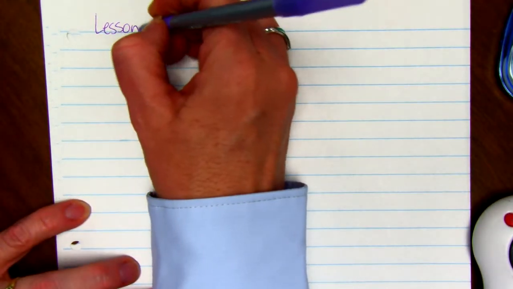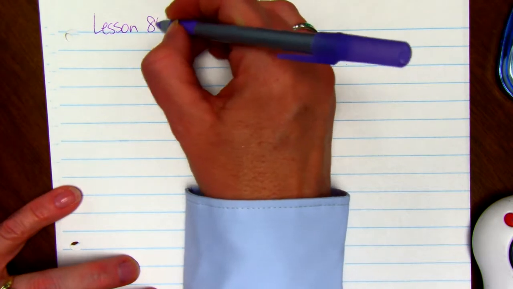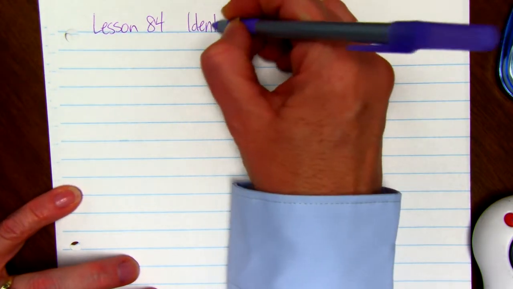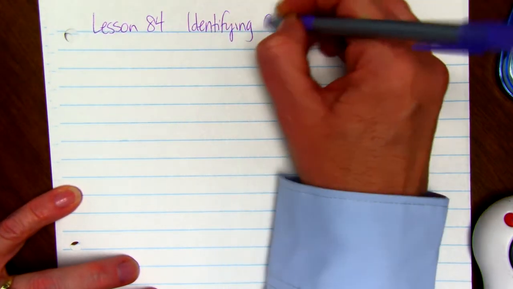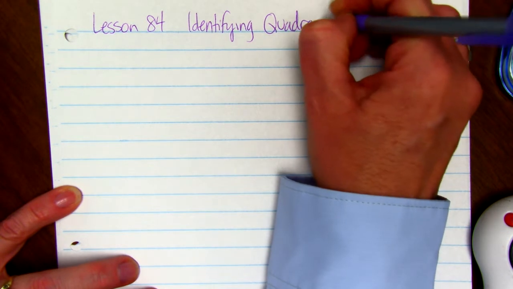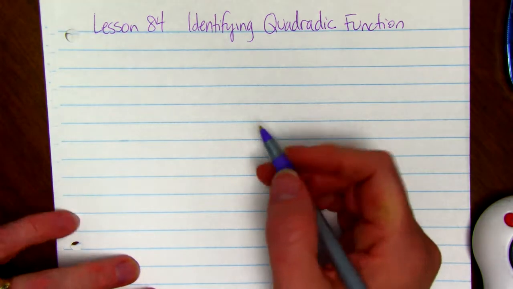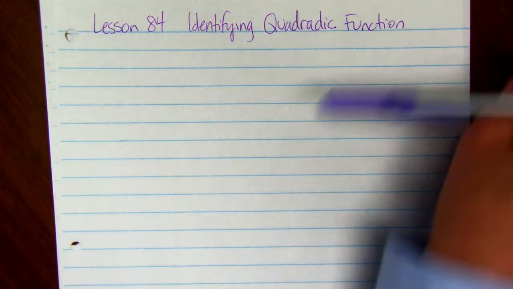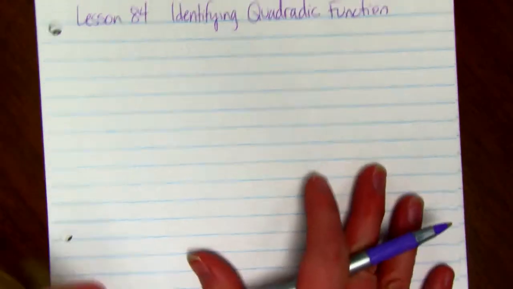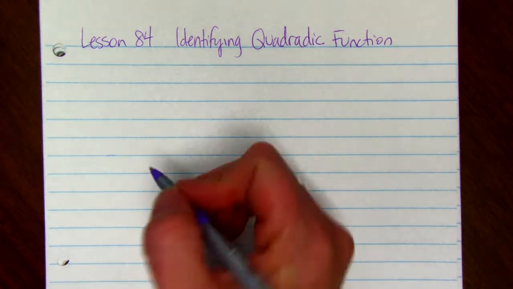Lesson 84, identifying quadratic functions. Basically, if you have an x squared in your function and the coefficient of x squared is not equal to 0, then it's a quadratic.